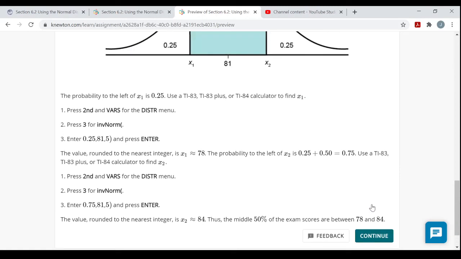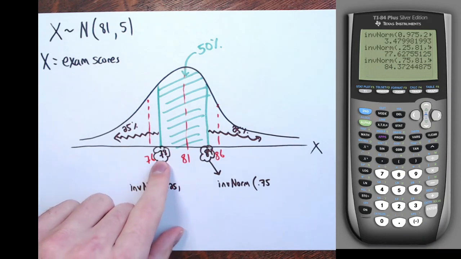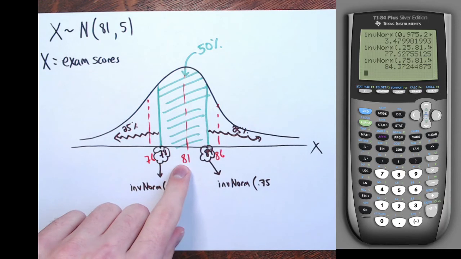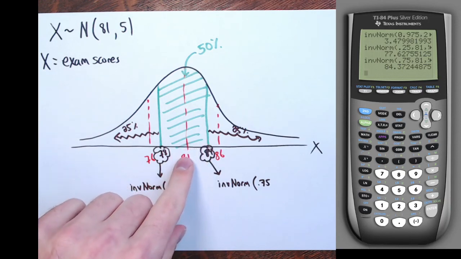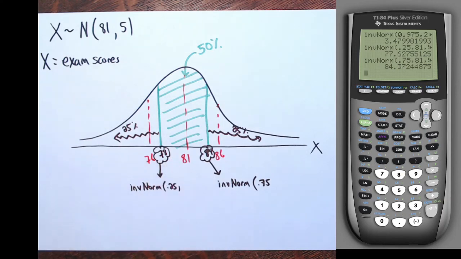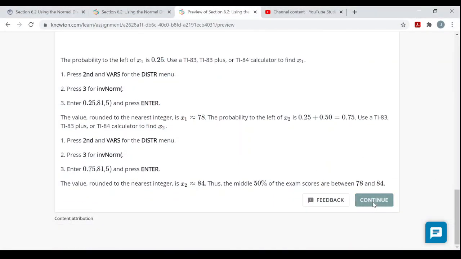I guess you didn't need to do inverse norm twice. I mean, they did. But another thing you could have done too was, hey, use the symmetry. That was 78, which is 3 below 81. And then use the symmetry. This value on the right side should be 3 above 81. 81 plus 3 is 84. Right, so you could have done that as well, just using the symmetry. All right, and so I think that's about it.